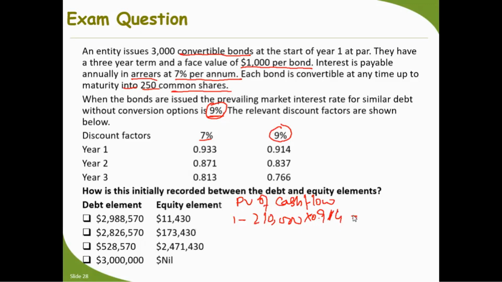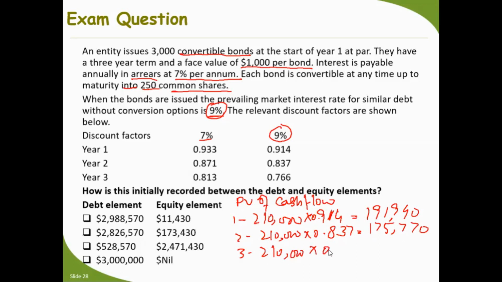So 210,000 times 0.914 is equal to 191,940. For year 2, again our interest figure is 210,000 times 0.837, sorry, 0.837, which equals 175,770. For year 3, 210,000 is the interest, as well as the principal of 3 million. So 210,000 times 0.766 equals 160,860.